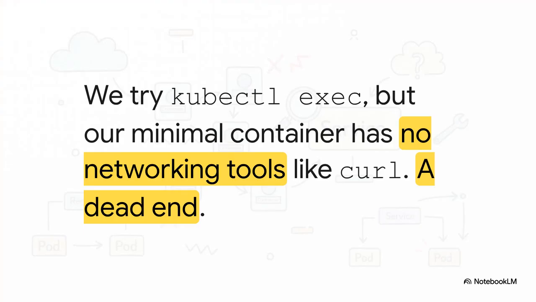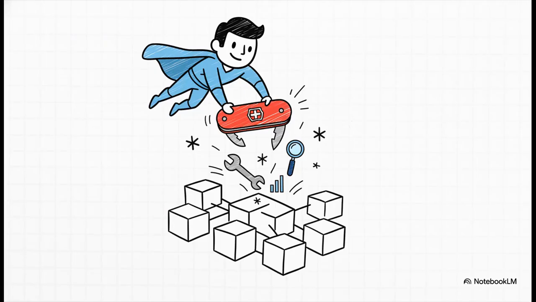All right, step 2, let's try kubectl exec. The plan is to get a shell inside the pod and test the connection ourselves, but we hit a wall. Our container image is nice and minimal, which is good for security, but it means there are no networking tools inside like curl or ping. We've hit another dead end. This is where we bring in the specialist.